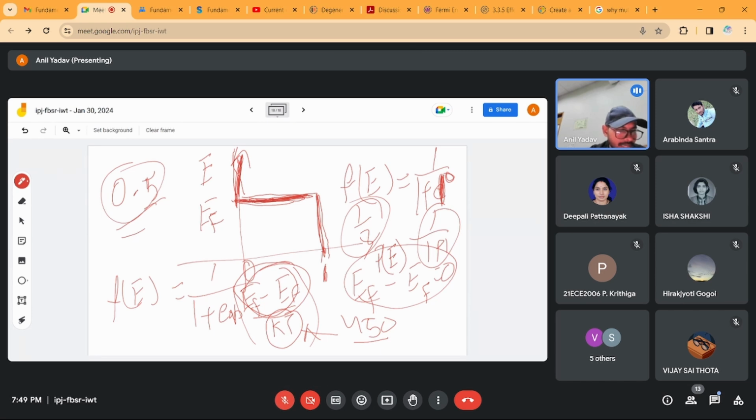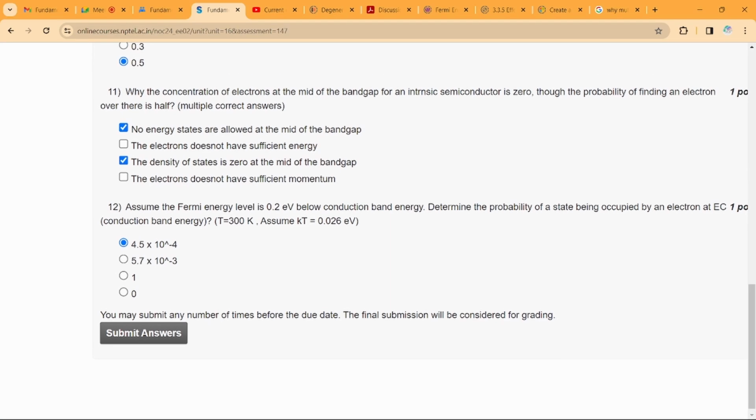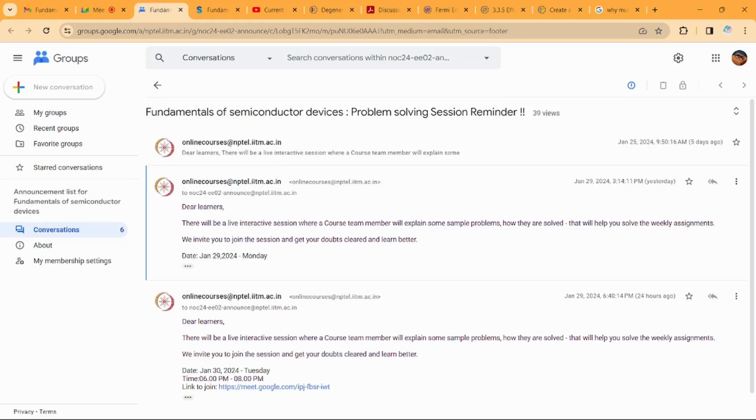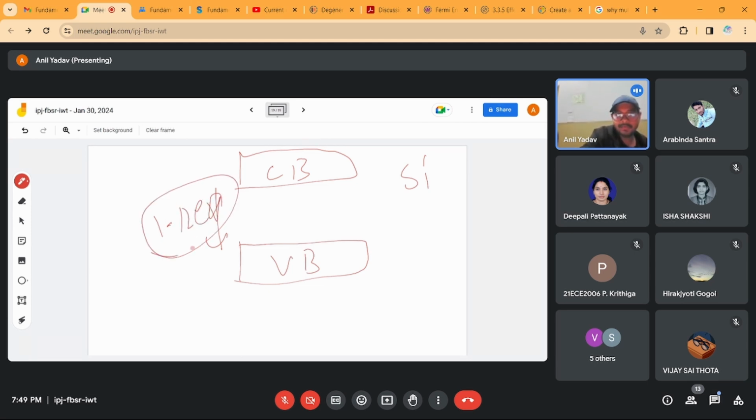Why is the concentration of electrons at the mid of the band gap of an intrinsic semiconductor zero, though the probability of finding an electron there is half? I just told you about the conduction band and valence band. Intrinsic semiconductor means there is no doping, a pure semiconductor. For silicon, the band gap is 1.12 electron volts.